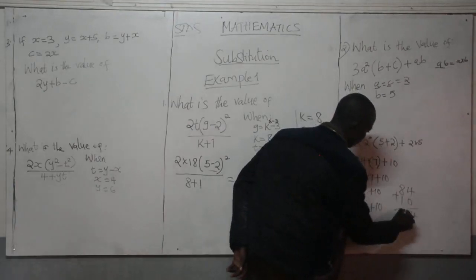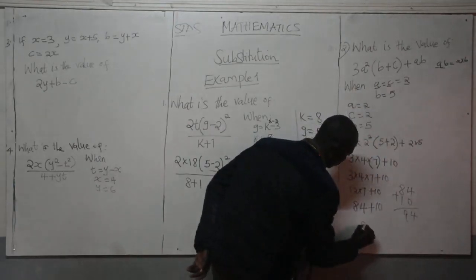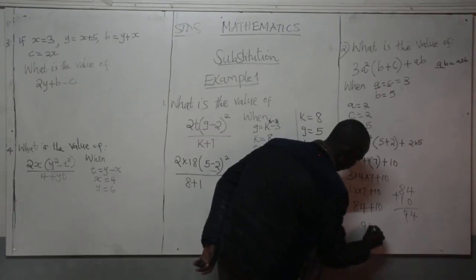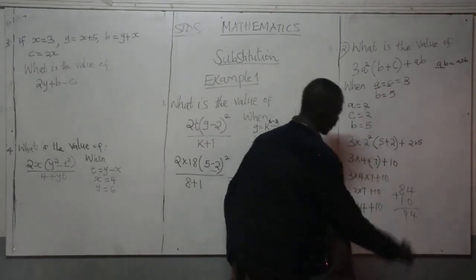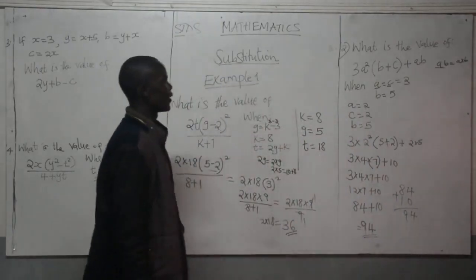This is 4, this is 9. So this gives us what? 94. This gives us 94 as the correct answer. So in this case, 94 is the correct answer.